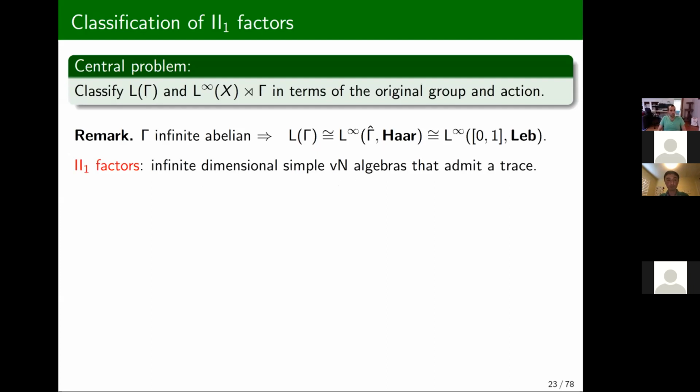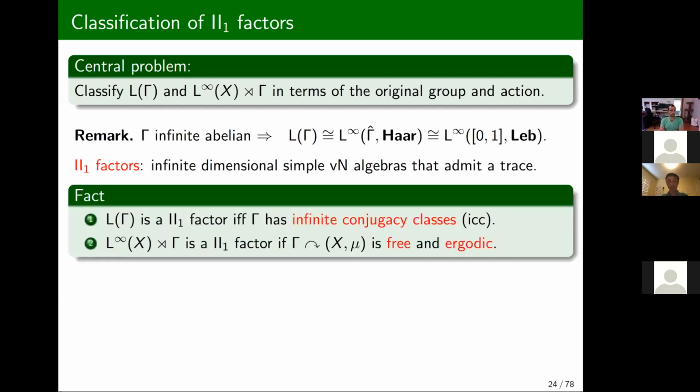So in this context, you can say exactly when L(Gamma) is a factor or a II_1 factor. So L(Gamma) is a II_1 factor exactly when Gamma has infinite conjugacy classes. This is a condition abbreviated ICC, and it means that the conjugacy class of any non-trivial element of Gamma is infinite. For L-infinity(X) cross Gamma, we have two conditions that are sufficient to imply factoriality. Those are being free and ergodic. So L-infinity(X) cross Gamma is a II_1 factor whenever the action is free and ergodic.